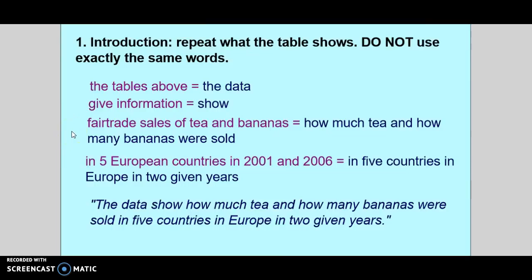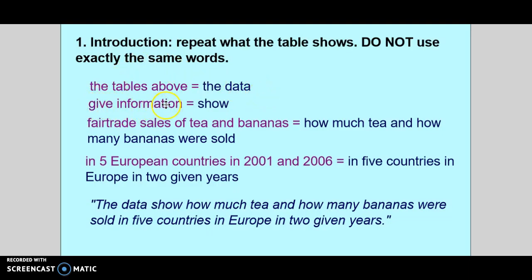If you start well and if you know how to start, it's half the job done. So it's very important that you write an introduction that repeats what the table shows and doesn't use the same exact words that you find in the task. What they want to see is that you can use synonyms, similar words, and you can rephrase the words that you find in the introduction. For example, in the introduction, all the words in the introduction are written in purple. So we have the tables above. Instead of repeating the tables above, you could write, for example, the data.